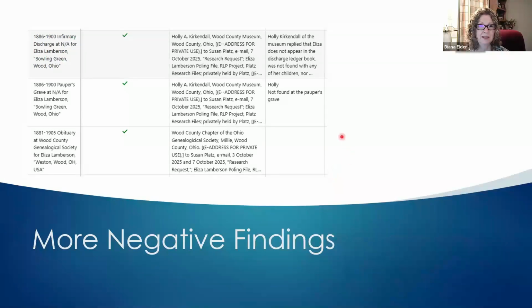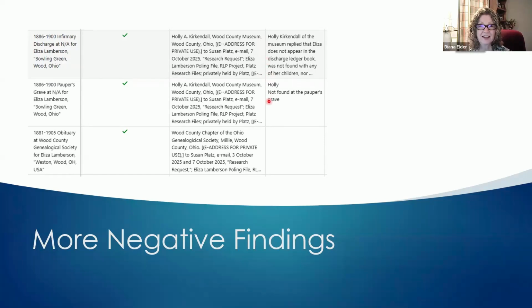And then we have another negative search, wondering if she had a discharge. And this one, again, was an on-site request to see if there were records. And there was a discharge ledger book, but Eliza was not found there with any of her children. So another good research opportunity. And it's okay if it's negative. You've done the research.